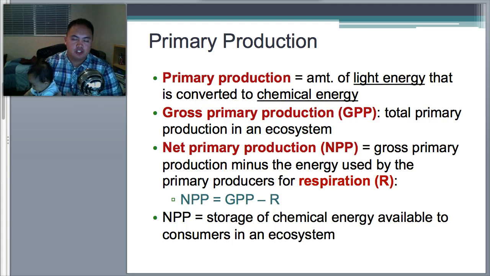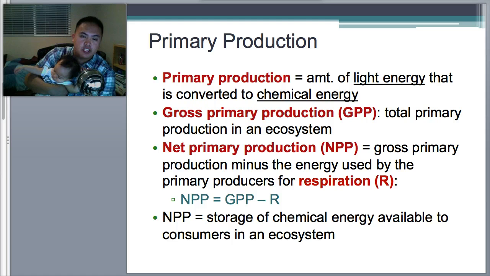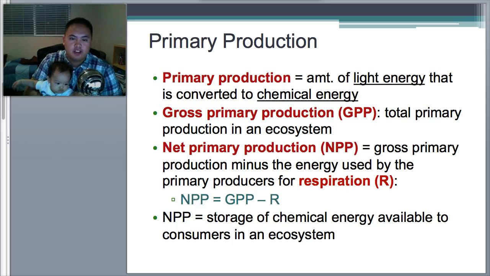GPP stands for gross. You may have learned this in some of your other classes. Gross means what's the total primary production, what's the total number of chemicals that you've made from the sun. Net means how much energy you've made minus how much energy you've used. So it's sort of like spending. Gross income is how much money you earn. Net is how much money you earn minus how much you've actually spent, or minus taxes, right?